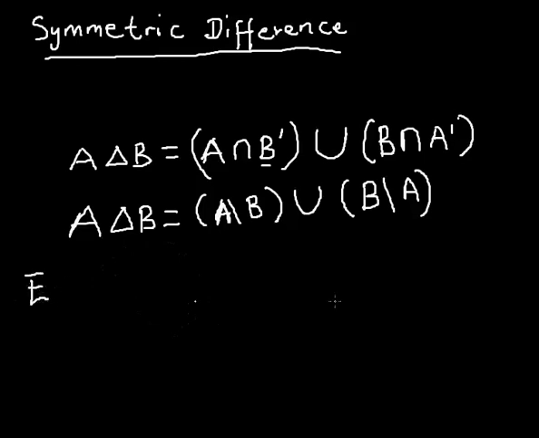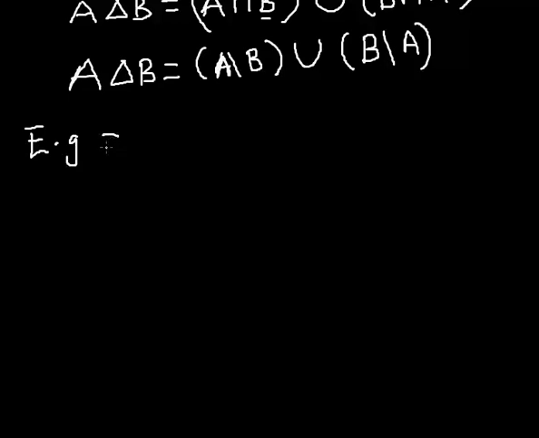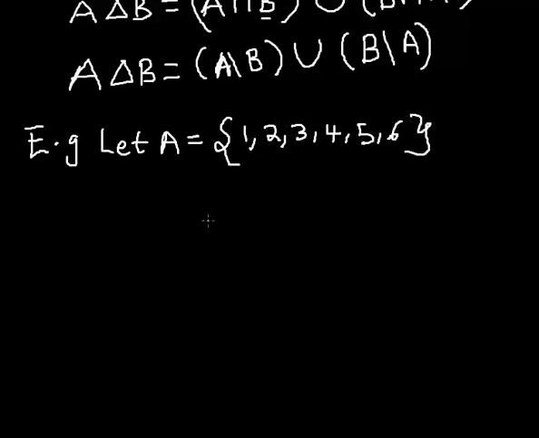So for example, let's say you have set A equal to 1 2 3 4 5 6, in braces. Then you have B equal to 1 comma 4 comma 5 comma 6 comma 7, then of course comma 9.